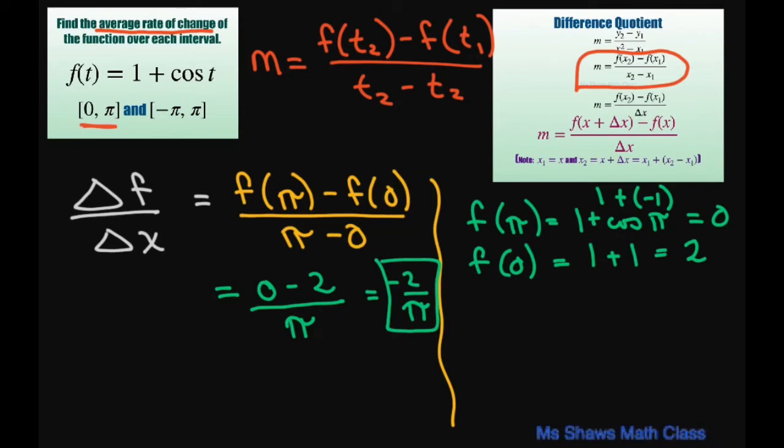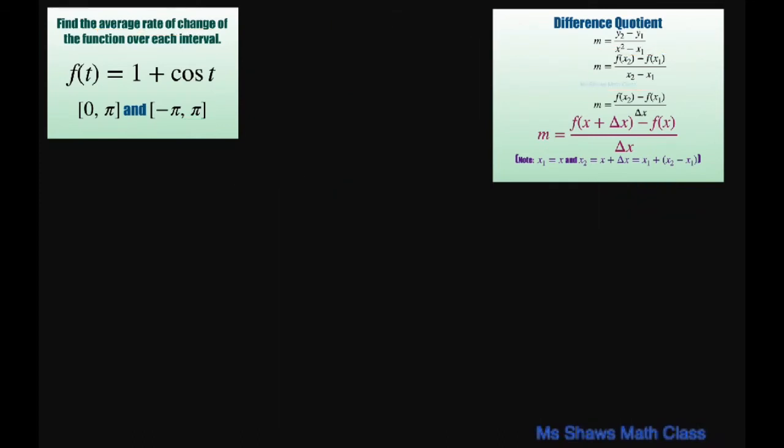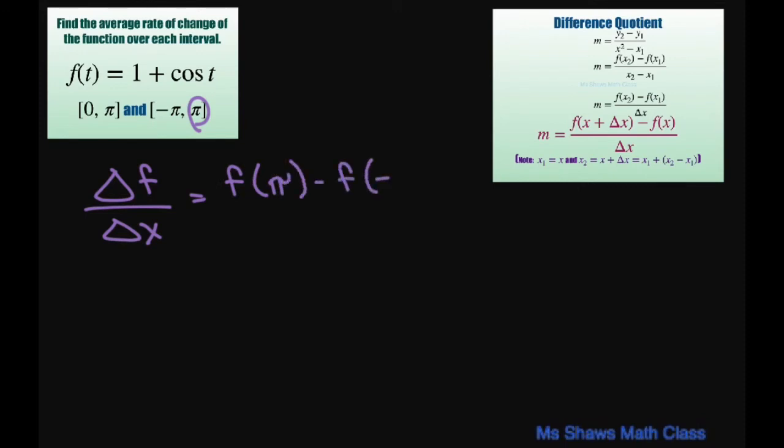Now, let's look at this one right here. So let's see what happens there. Same thing, we're going to write change in f divided by change in x. So this is your second one. So you do f of pi minus f of negative pi divided by pi minus a negative pi.